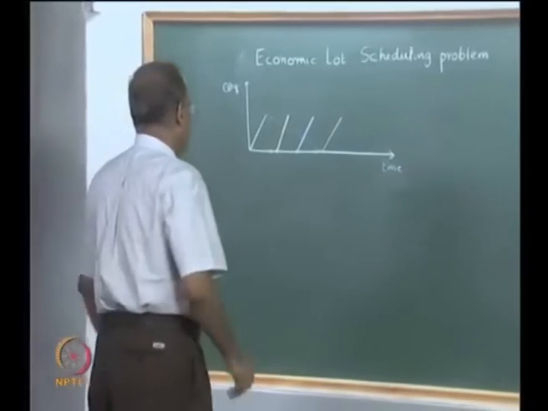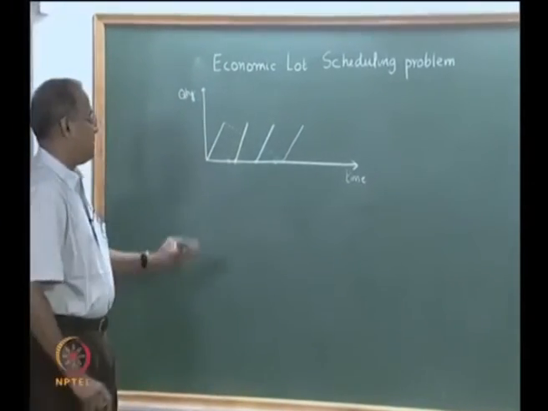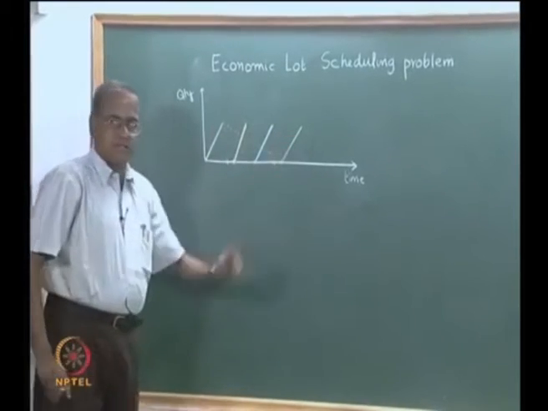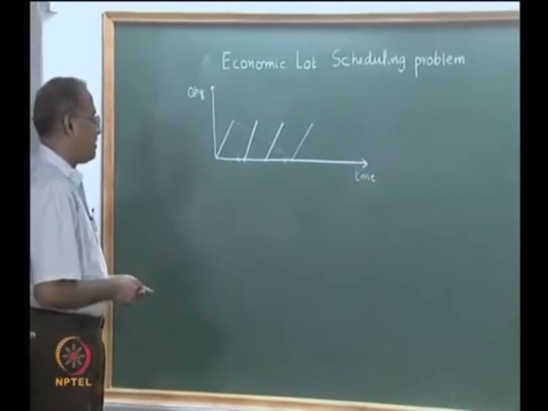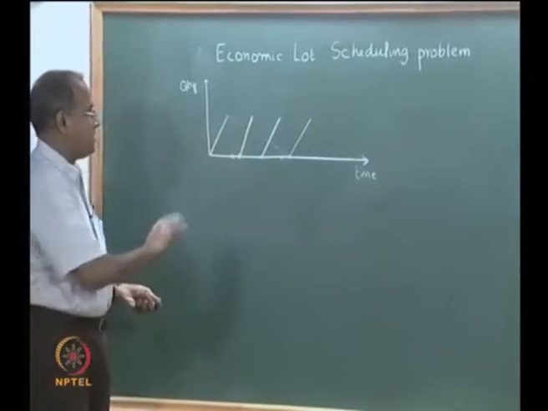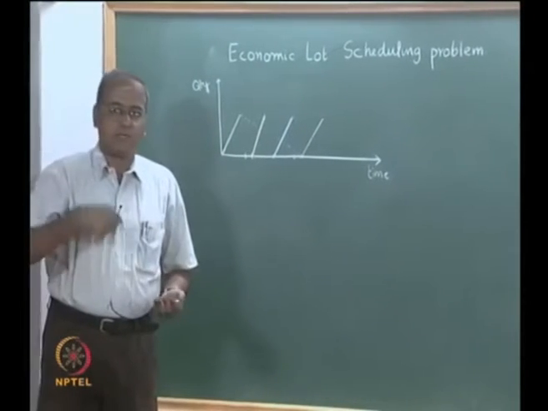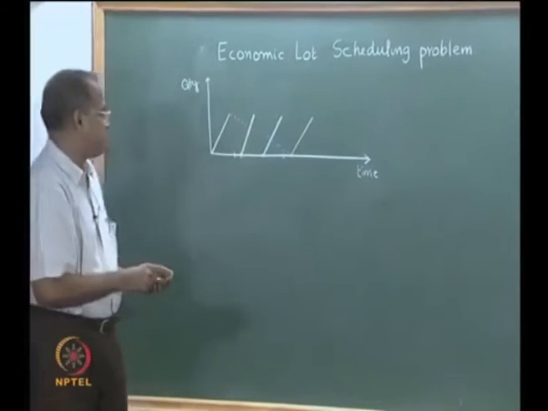In the previous lecture we were looking at the economic lot scheduling problem. We were looking at this graph where we are considering, say, 3 items. This is for the equipment or the facility that is producing these 3 items.